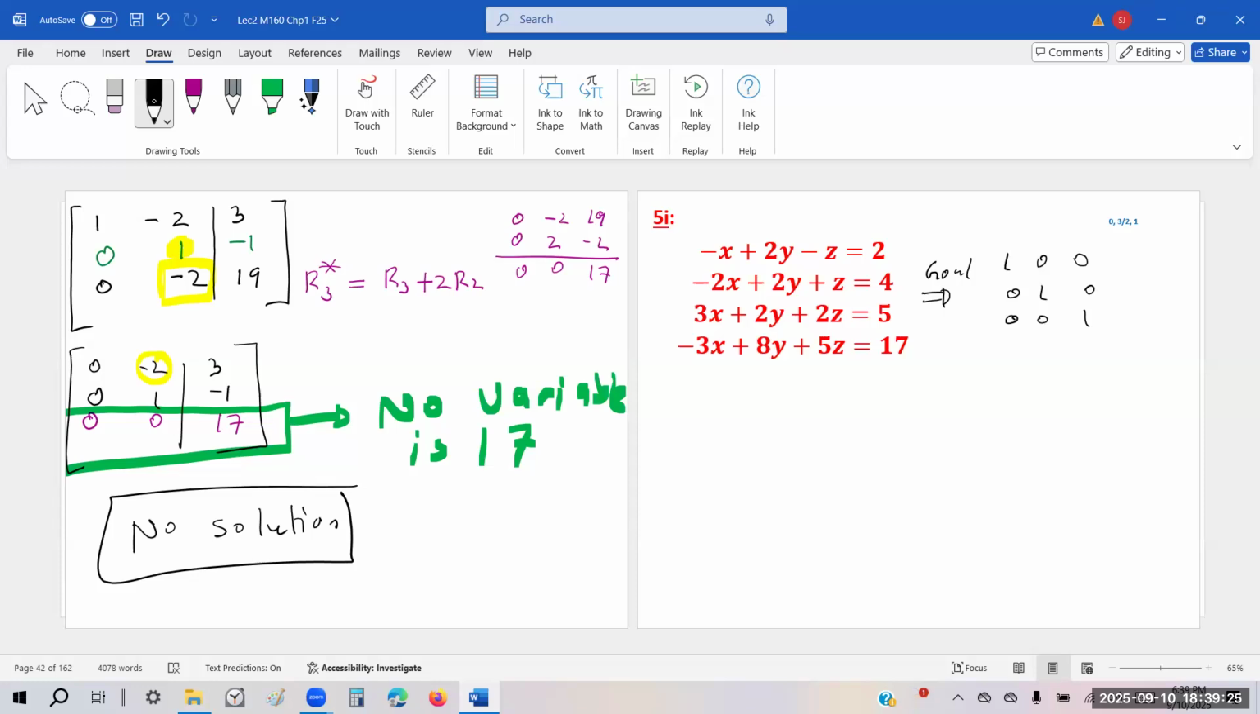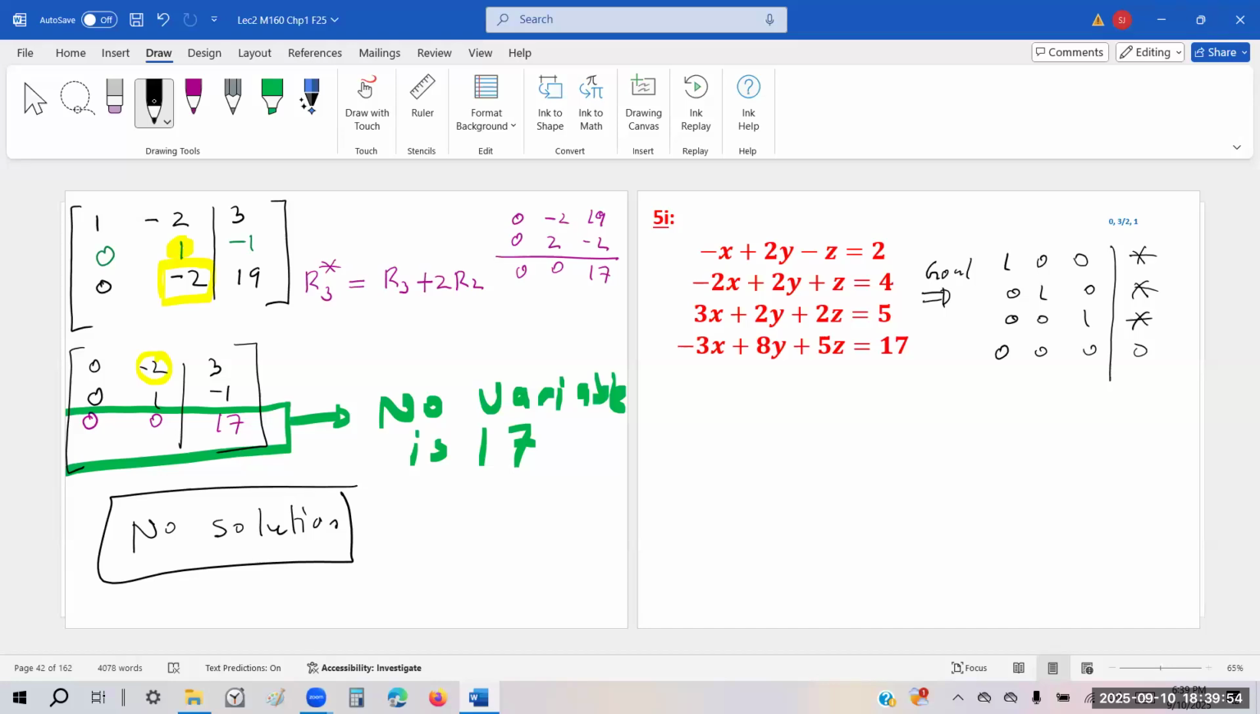But we have 4 rows. So what do we want our last row to be? All zeros. 0, 0, 0, 0. So for X, Y, and Z, we want them to be some number, but we definitely want the last number to be 0. If the last number is not 0, we will end up getting the same thing as the last one. No solution.